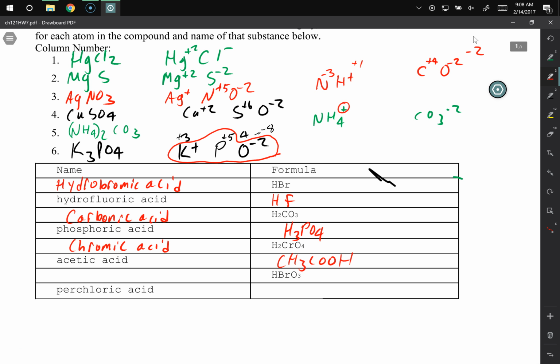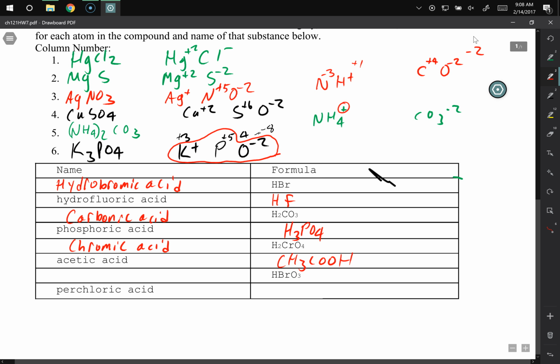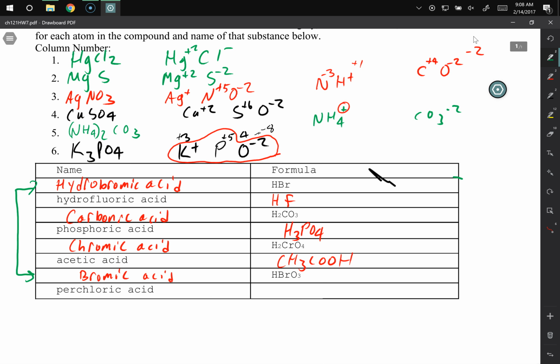So the next one has an oxygen in it, so I don't say hydro. Which polyatomic ion is that? Bromate. So then this becomes bromic acid. So these guys look very similar to each other, right? The names, hydrobromic and bromic. So that hydro is really important to say, right? That lets me know that I'm talking about the one with no oxygen in it, as opposed to the one that's just the combination of hydrogens and the polyatomic ion bromate.